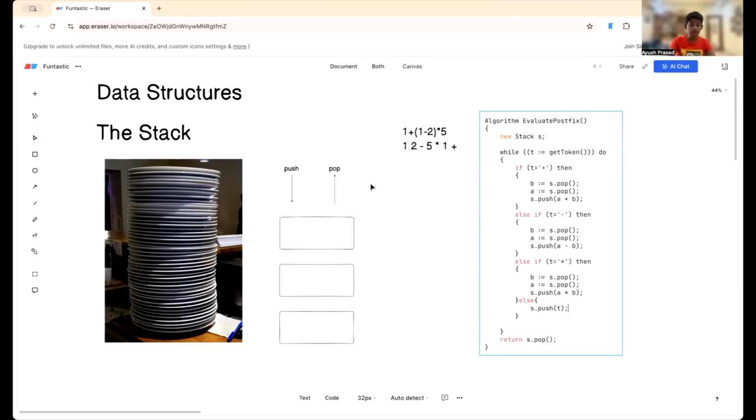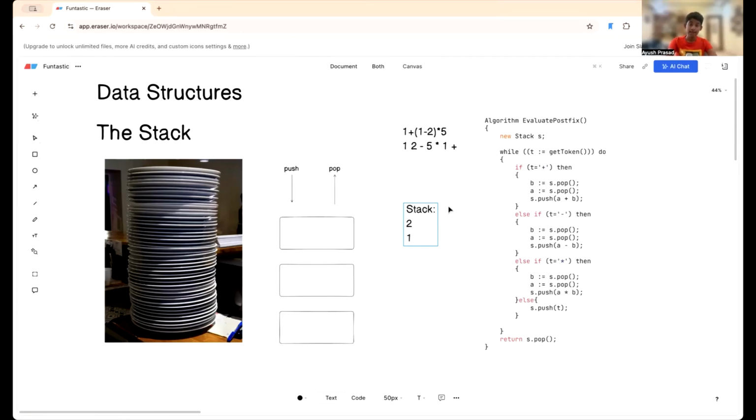So you can imagine running this process on our equation here. We start with 1, which you may note is not a symbol. So what we do then is we push 1 to the top of our stack. Let's make this little stack here with 1 at the top. Now we have another number coming in, 2. So we push 2 on top of 1 at the new top. 1 is now at the bottom.